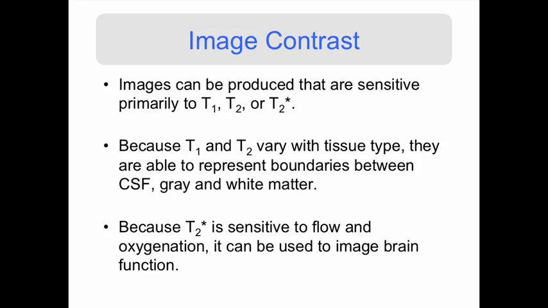So in sum, images can be produced that are sensitive primarily to T1, T2, or T2 star. And because T1 and T2 vary with tissue type, we can use that to represent boundaries between things like CSF, gray, and white matter. And because T2 star is sensitive to flow and oxygenation, we're going to be able to use that to image brain function. We'll see that in subsequent modules.